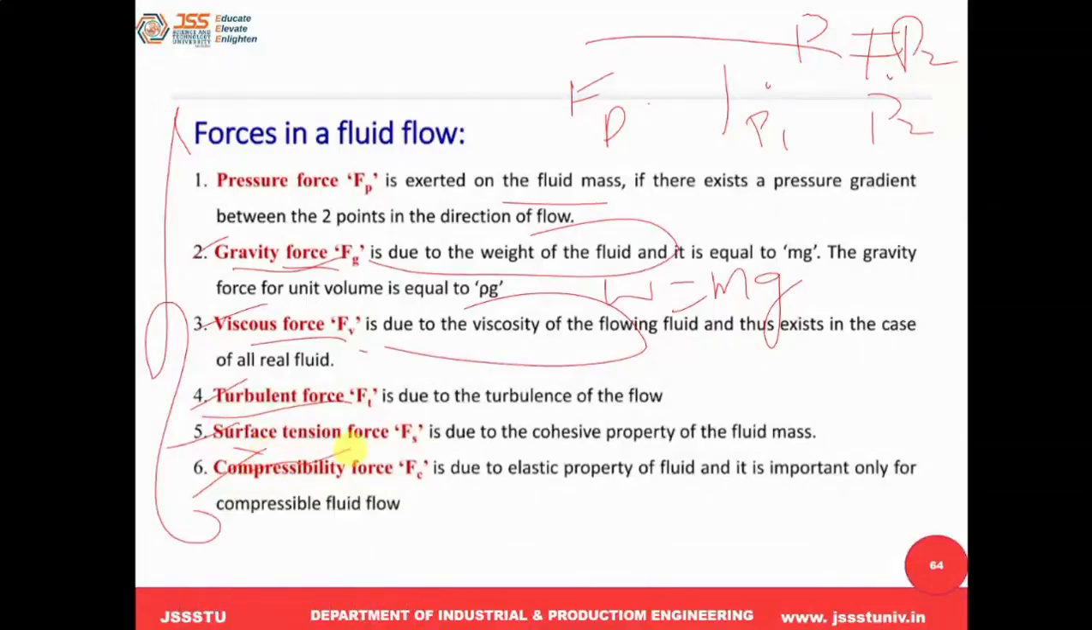Next, surface tension force. Obviously, this is mainly due to the cohesive property of the fluid mass. The last one is the compressibility force. This is due to the elastic property. Whenever you compress any fluid, a compressive force is going to be developed.